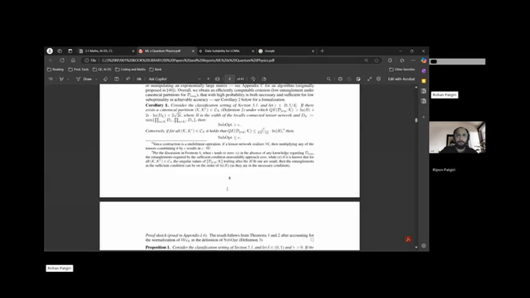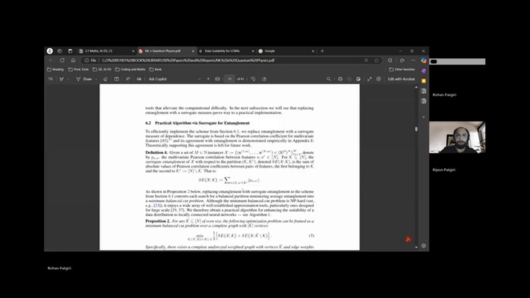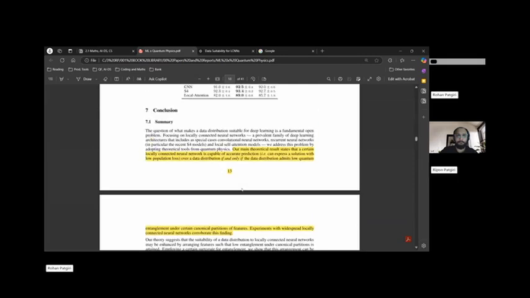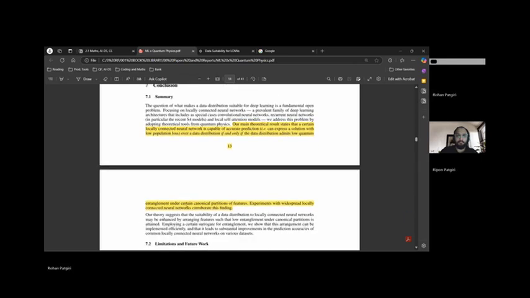As you can see in the conclusion, they have shown it. That's what they have mentioned here. Our main theoretical result states that a certain LCNN is capable of accurate prediction over a data distribution if and only if the data distribution admits low quantum entanglement under certain canonical partitions. You can ignore this part. It's just a mathematical way of saying things. If the data distribution admits low quantum entanglement, what they're trying to say is that there's less correlation between the features of the data sets. So ultimately their conclusion is that if there is low correlation between the features, then it is a good data set to train the neural network.